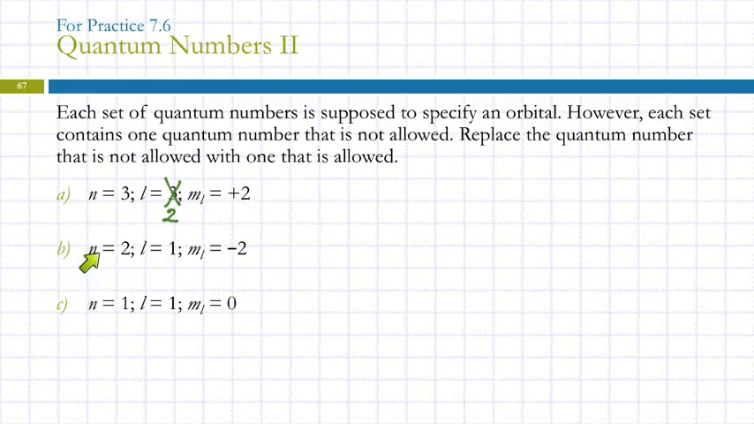Let's look at this one. N equals 2. Well, that's fine. L equals 1. Does that work with n equals 2? Yeah, it's fine. M sub L is minus 2. Does that work? No, because M sub L is minus L up to plus L. Minus 1, 0, or 1 for L equals 1. Now, is there a restriction on which one of those three we choose? No. I'm going to pick 0 because it's a nice round number. Could be minus 1 or plus 1.